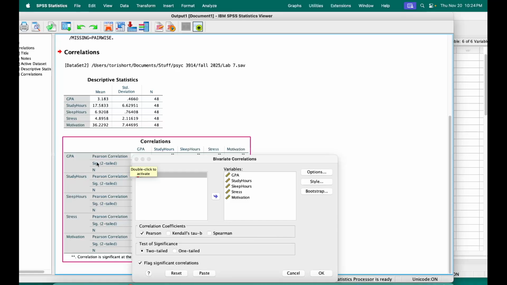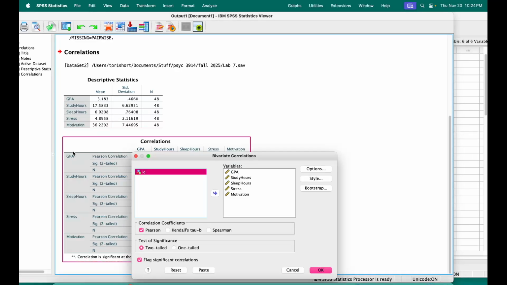But like I said, some software automatically puts a dash, so you know, hey, skip over this one. Then what you can do is go, okay, GPA against study hours, GPA against sleep hours, stress, motivation, and so on and so forth. And really the information you're getting here is the correlation coefficient, the significance or the p-value, and then n, basically how many in the sample are being used to determine this relationship.